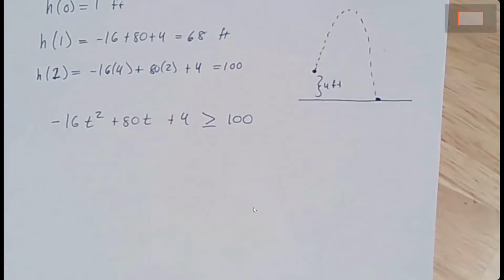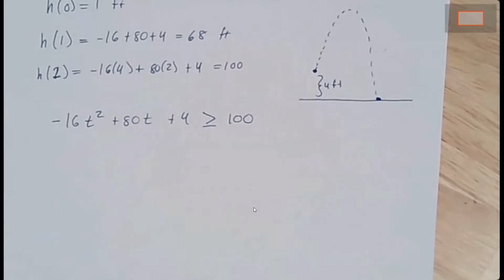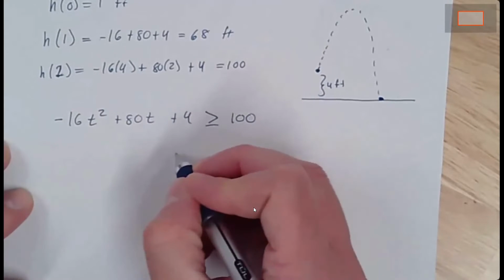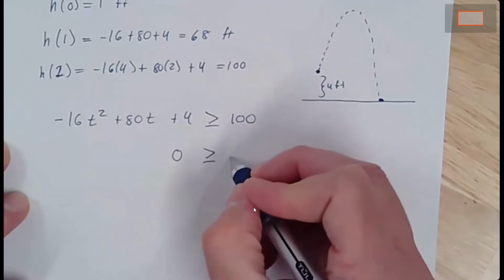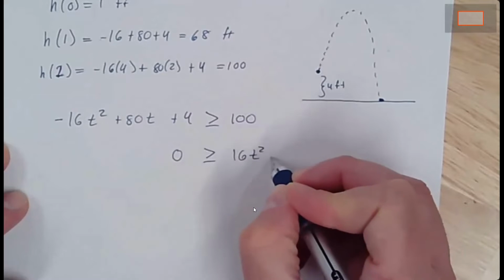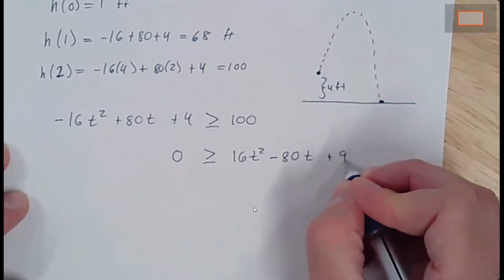There's 2 ways to achieve this. One is to bring everything to the right. That's totally an option. I know we usually like to leave our equation on the left, but you can bring it all to the right, and that's also fine. So I could say, I'm going to have a 0 over here, bigger than or equal to positive 16t squared minus 80t, and 100 minus 4 is 96.